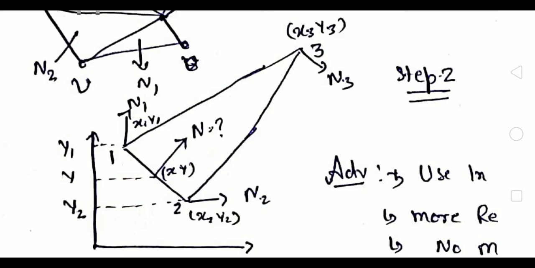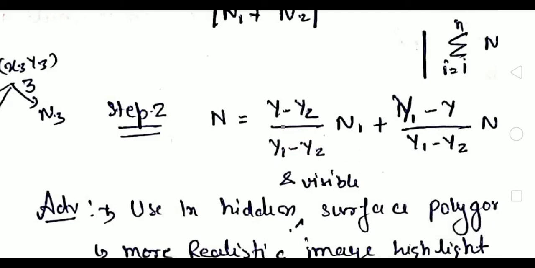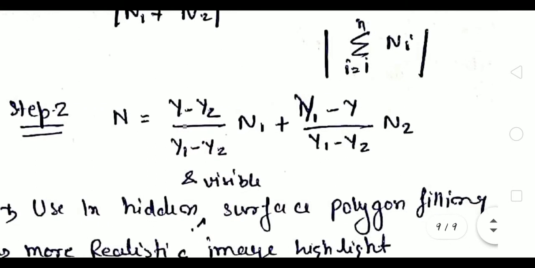Here three scan lines are there, y1, y and y2. So according to this, on edge 1 2 there is one point which has coordinates x comma y and which has normal vector n. You have to find out that value. So in step 2, n is equal to (y minus y2) divided by (y1 minus y2) times n1, plus (y1 minus y) divided by (y1 minus y2) times n2. This formula is used for solving that.